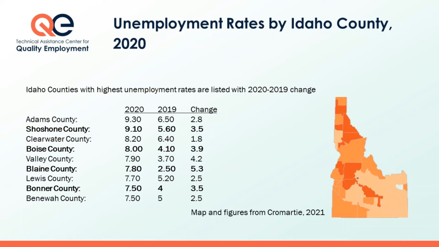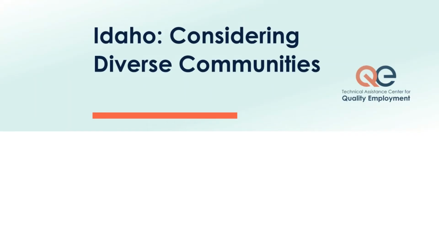Lemhi, Idaho County, Clearwater, Shoshone, Bonner, and Boundary are all low employment counties. At least 35% of the population of working age in these counties is not in the workforce. So northern Idaho does have a number, not all the counties in northern Idaho, but a number of them do have low employment. We will now switch gears from economics to human populations.